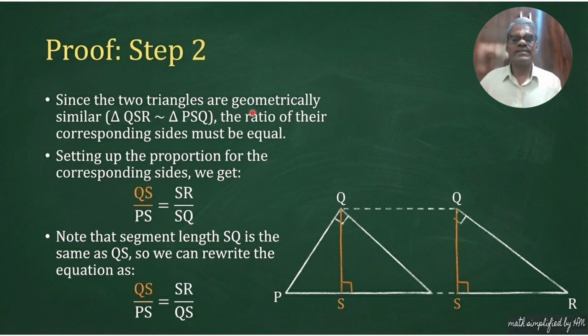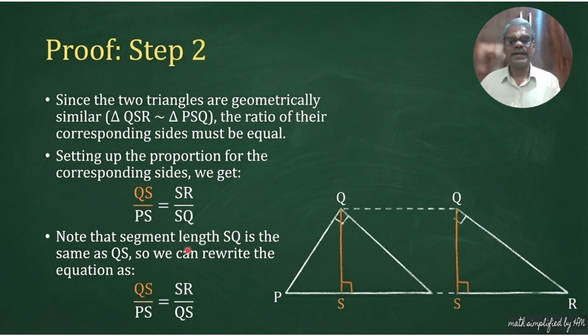Now, step 2 of the proof. Since the two triangles are geometrically similar, that means triangle QSR is similar to triangle PSQ, the ratio of their corresponding sides must be equal. So setting up the proportion for the corresponding sides, we get QS upon PS is equal to SR upon SQ.